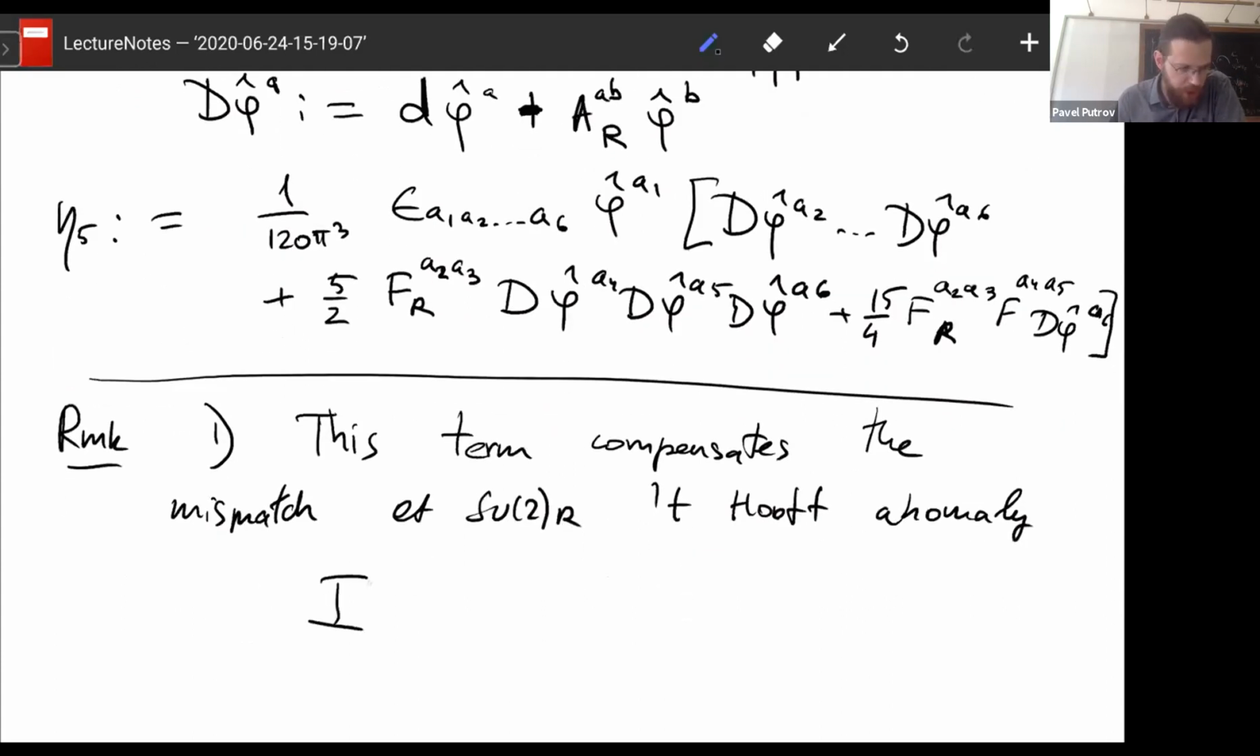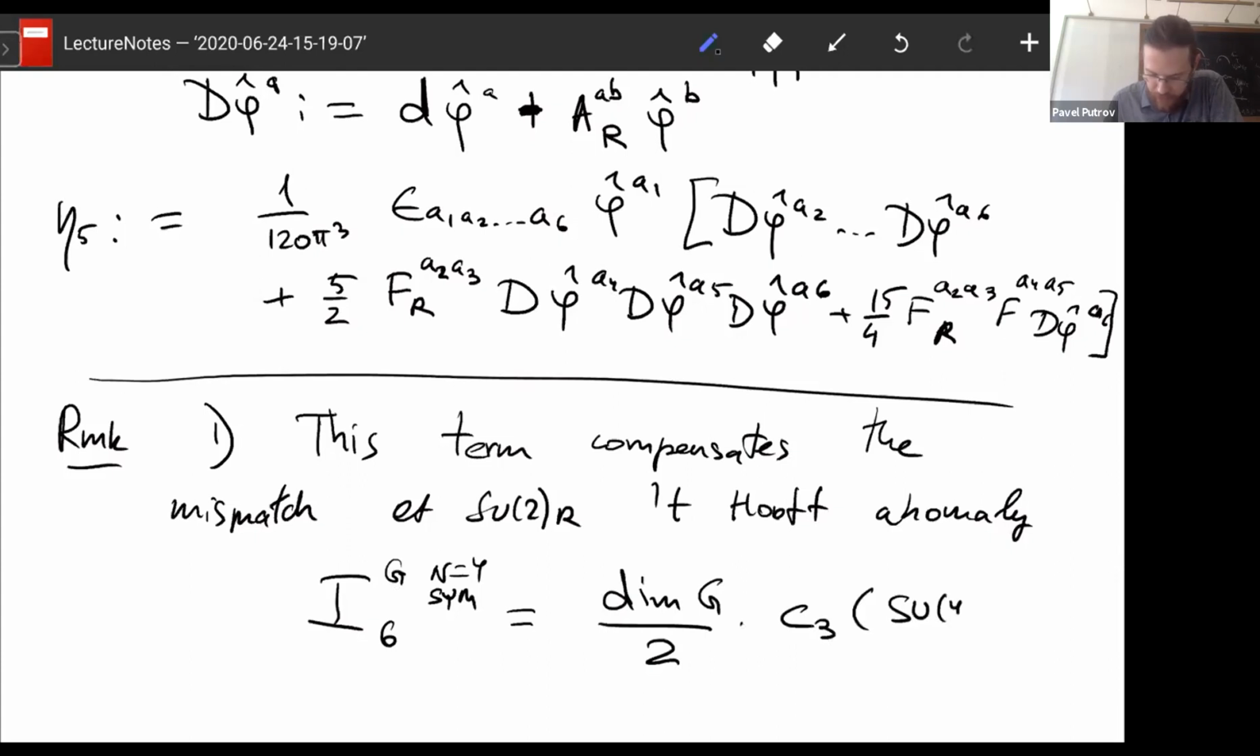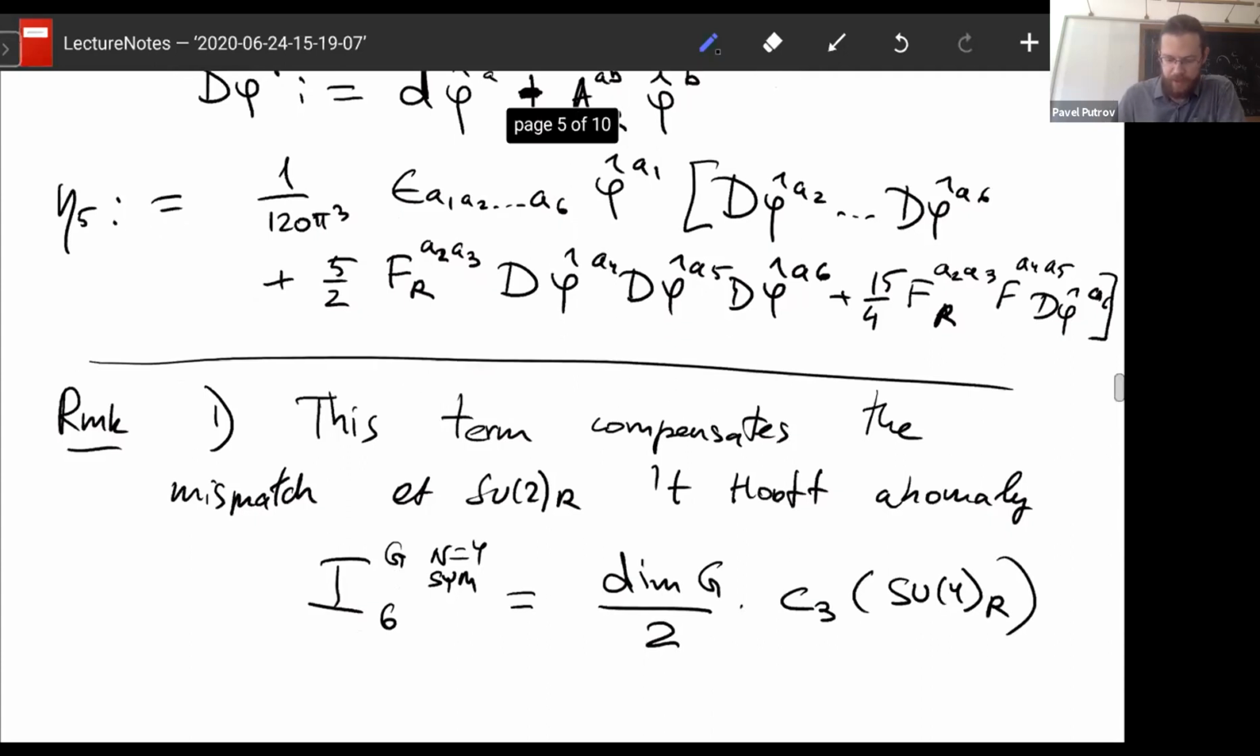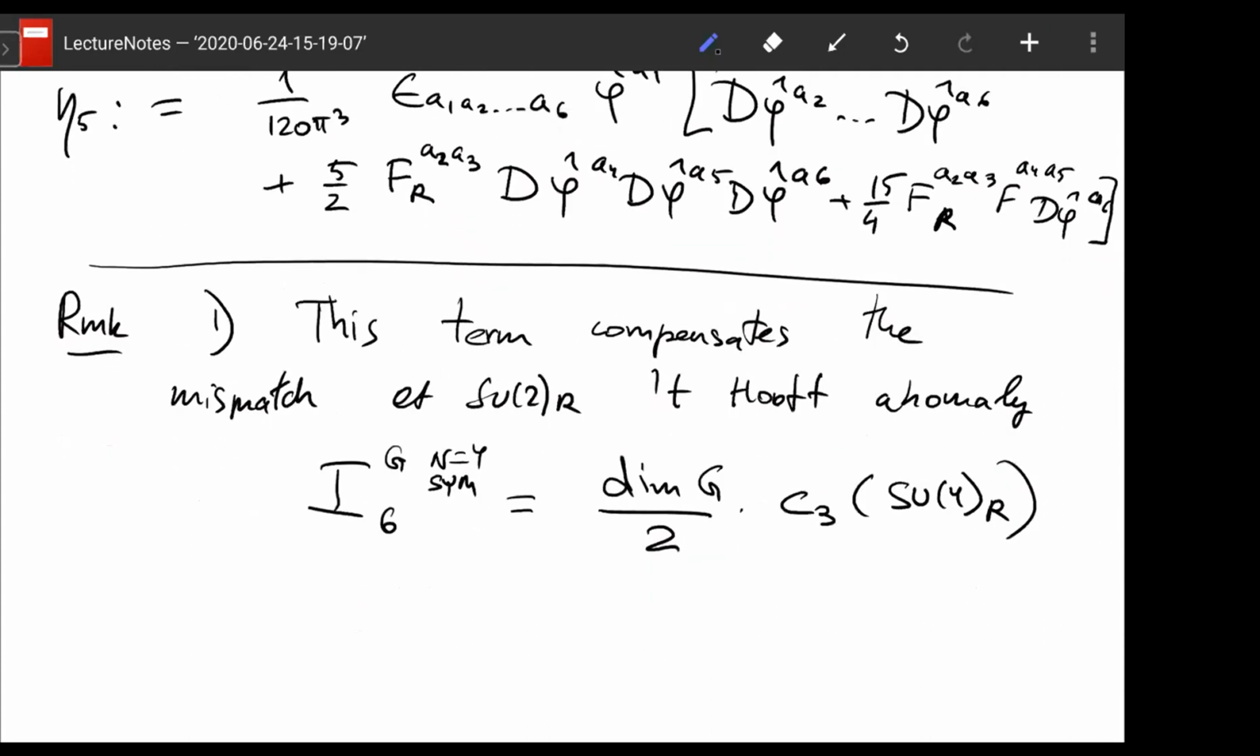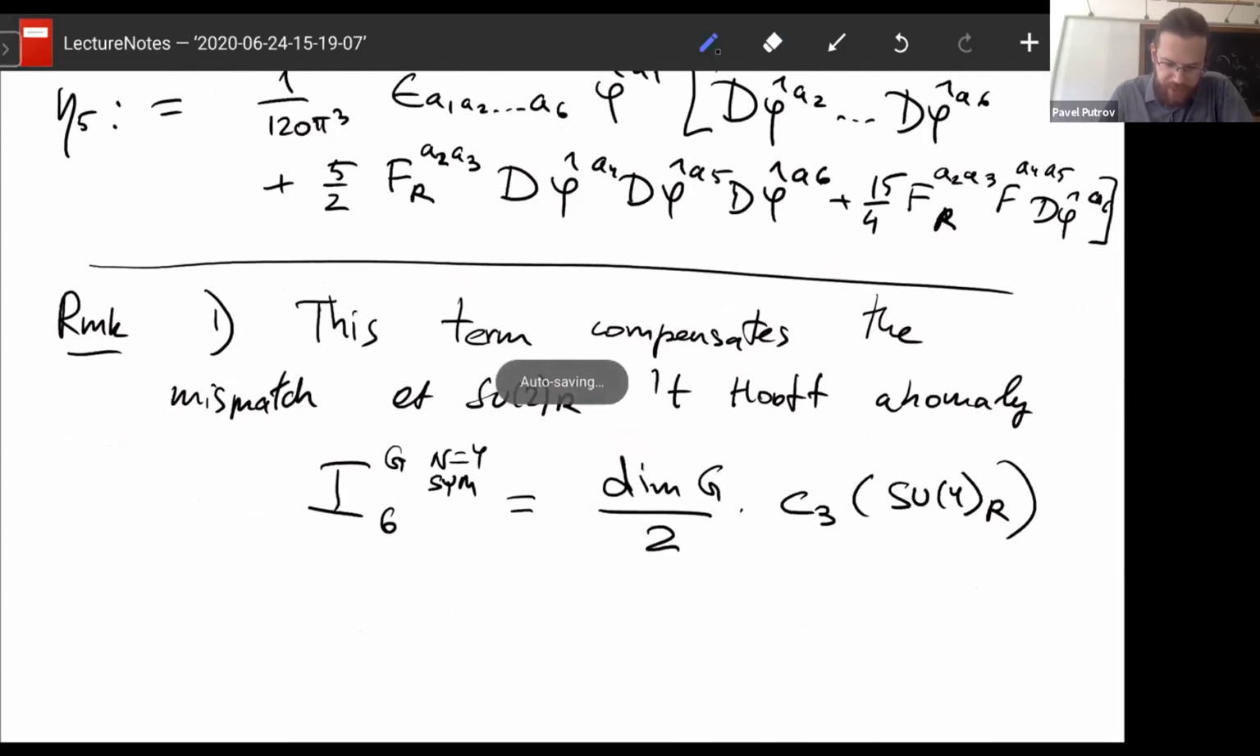So if one considers a general gauge group G, n equals 4 super Yang-Mills, its anomaly polynomial contains the following terms: the degree 6 anomaly polynomial contains the dimension of the group G divided by 2 times the third Chern class of the SU4 R symmetry bundle. So you're saying SU4 R symmetry and you wrote SU2 R symmetry. Is that a typo? Yes, a typo. Thanks. It should be SU4.